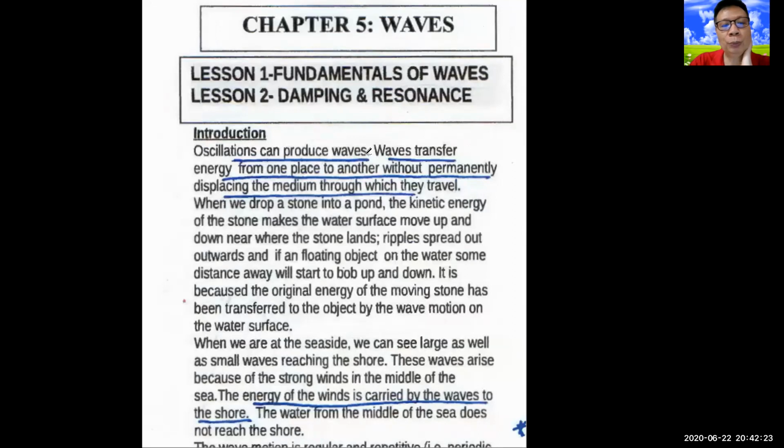Oscillation can produce wave. Highlight. Everyone knows, right? Vibration produces wave. All waves come from vibration. Anything that vibrates will produce wave, isn't it? But in physics, we use the right term, oscillation. Oscillation produces wave. Oscillation and vibration are the same, same meaning.